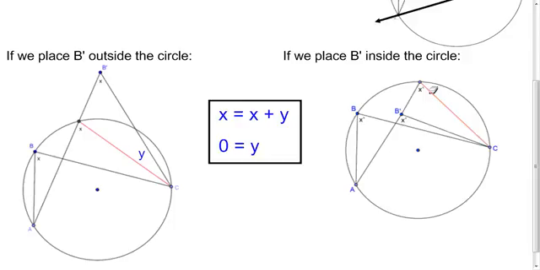And the case where we have B prime inside the circle is also impossible because here we once again have an exterior angle. So x is x plus y, so y is 0 again. So it's impossible for B prime to be outside the circle. It's impossible for it to be inside the circle, so it must be on the circle.